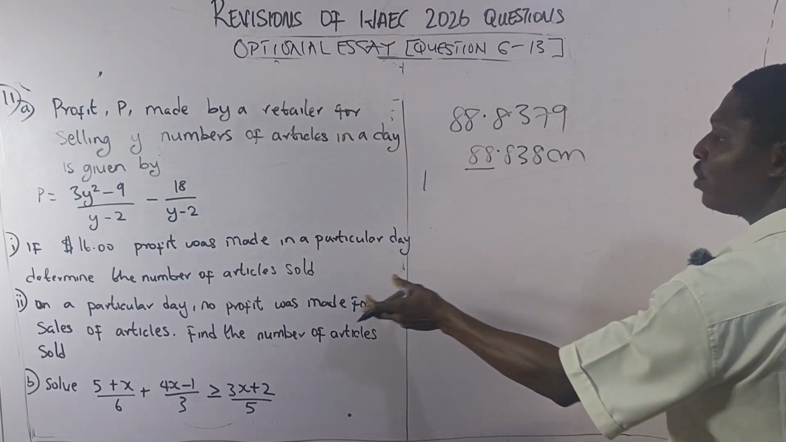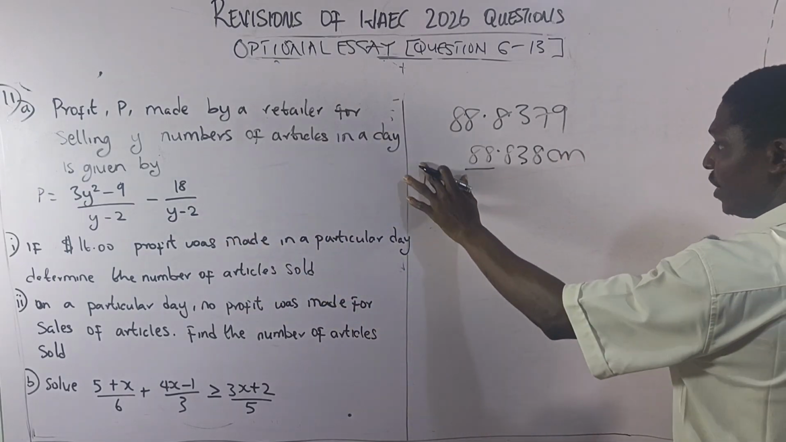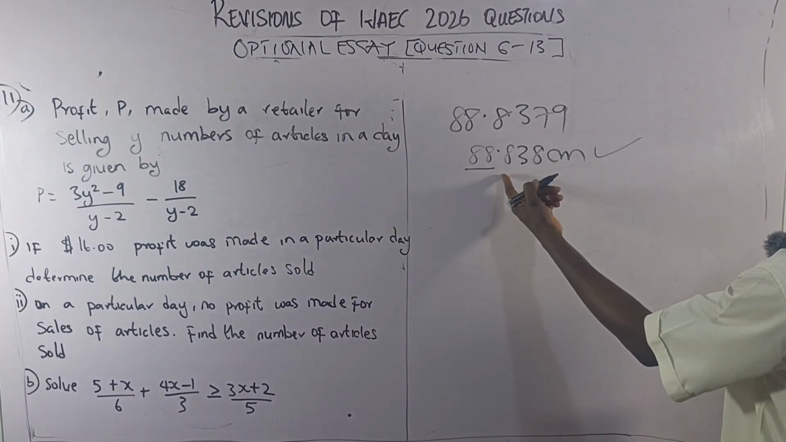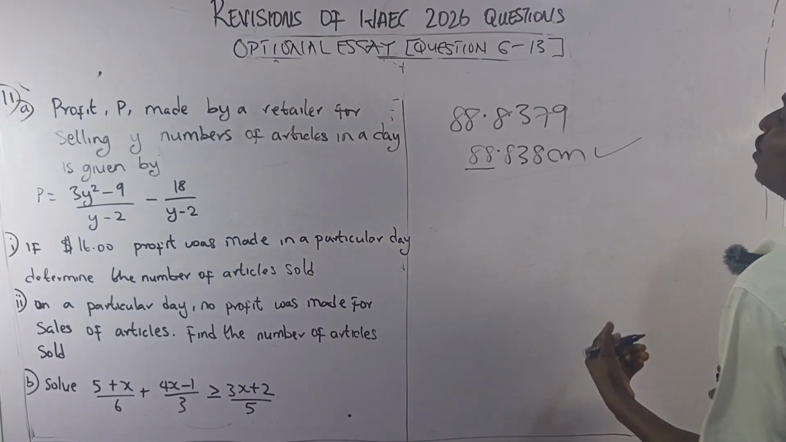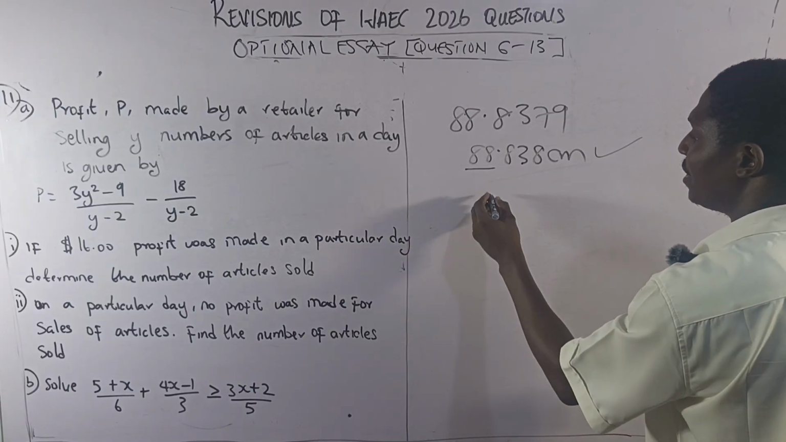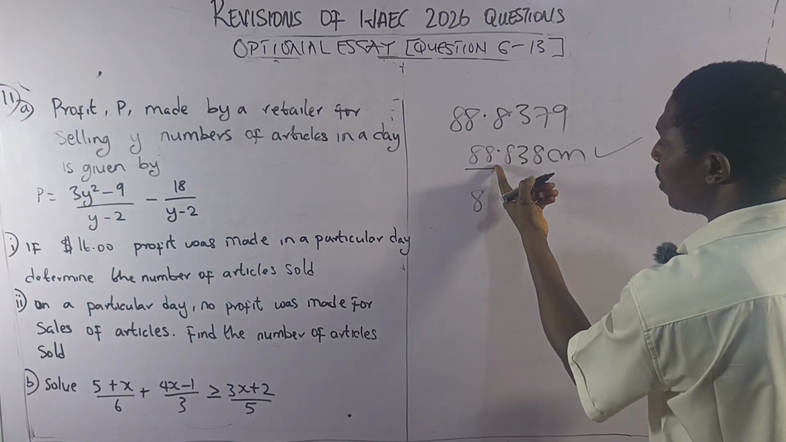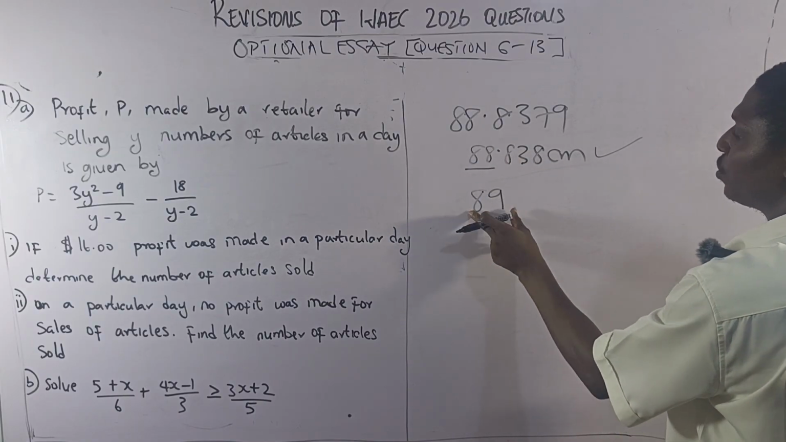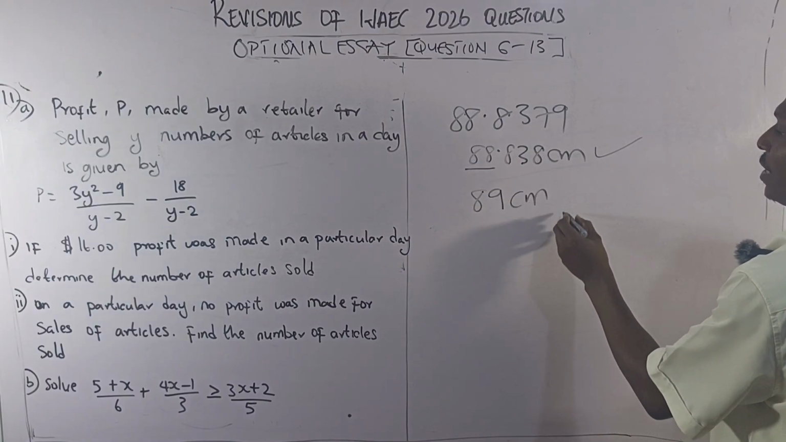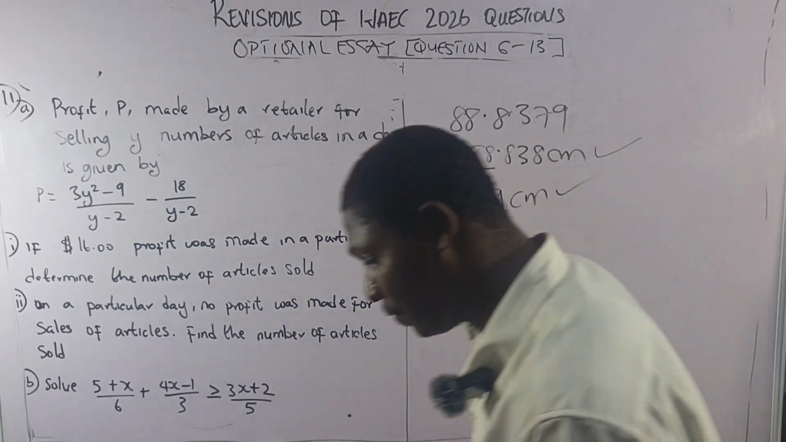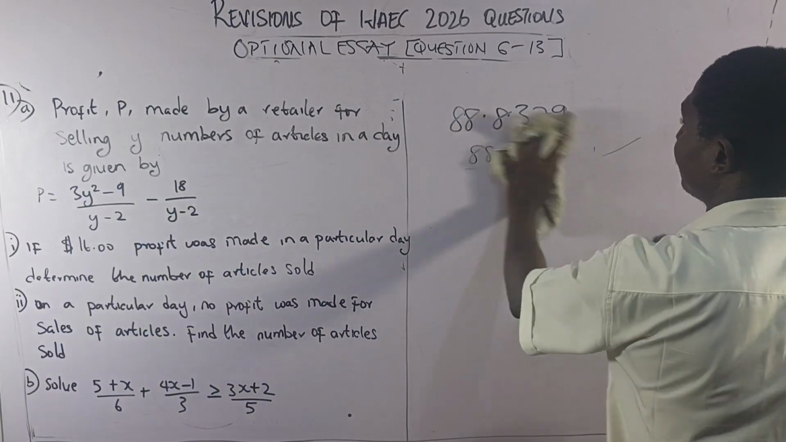But the question says to the nearest whole number. Because we cleaned the board, we didn't remember it was to the nearest whole number, and we got this because we set it to 5 significant figures. Now to the nearest whole number, this 8 here is greater than 4, so we add 1 to the previous digit, and it becomes 9. So that answer is supposed to be 89 centimeters. Please take notes.